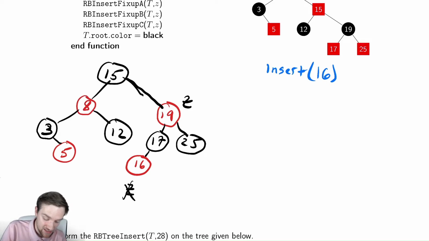And now I need to check, is everything okay? It seems to be. And if I look at my tree, I have 1, 2 black nodes, 1, 2 black nodes, 1, 2 black nodes, 1, 2. Everything has 2 black nodes, so it seems to have fixed it.